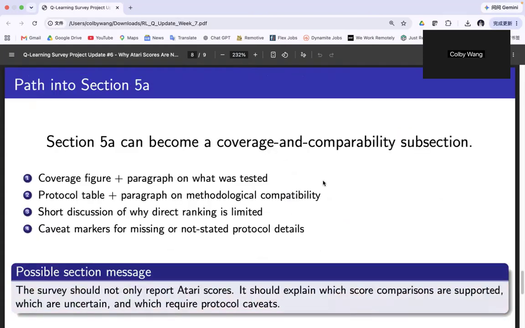Now, this gives us a clear path into Section 5a of the manuscript. Section 5a can include a coverage and comparability subsection. The first part can present a heat map and explain what was tested. The second part can present the protocol metadata table and explain which comparisons are methodologically compatible. Then we can add a short discussion explaining why direct ranking across papers is limited. This does not require a very long section. The key is to make the benchmark caveat visible and structured. And the survey should not only report Atari scores, it should explain which comparisons are supported, which are uncertain, and which require protocol caveats.